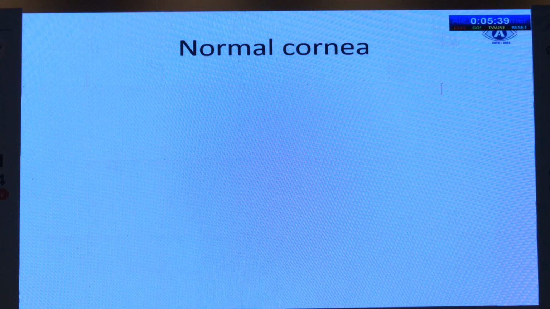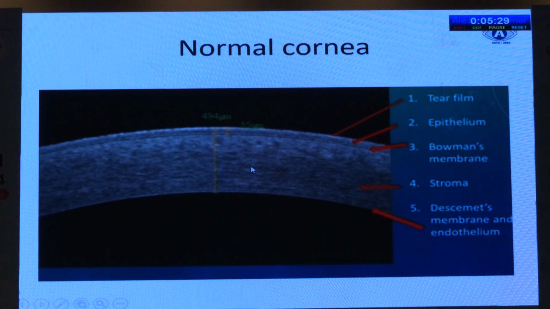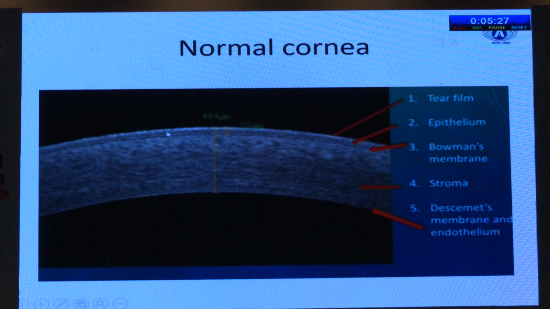Before going to the abnormal, how does a normal cornea look in an ASOCT? First, we see a thin hyperreflective layer of tear film, following which we see a hyporeflective layer of epithelium, a moderately hyperreflective layer of Bowman's membrane, a varying hyporeflectivity of the stromal layer, and a hyperreflective layer of the Descemet's endothelial complex.